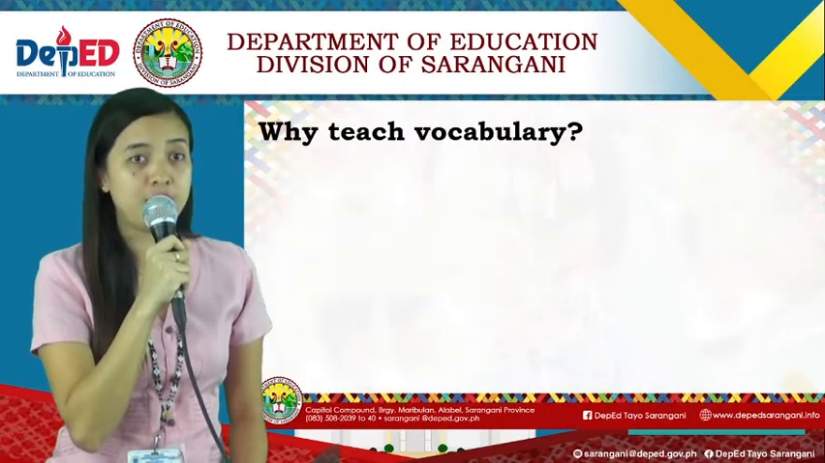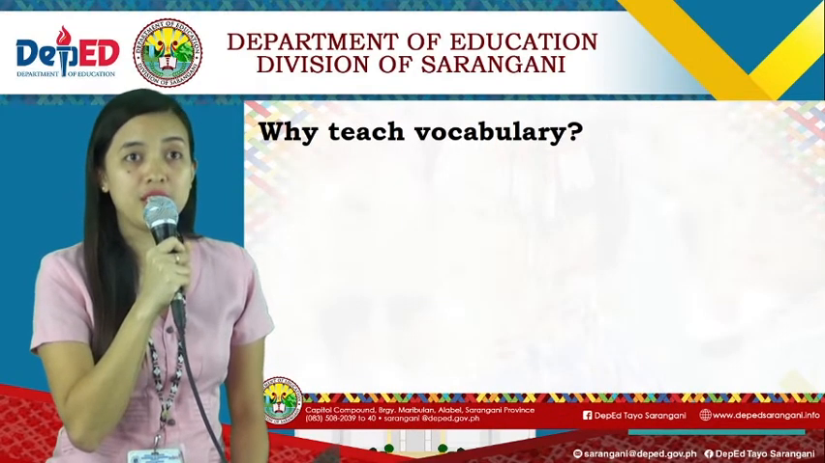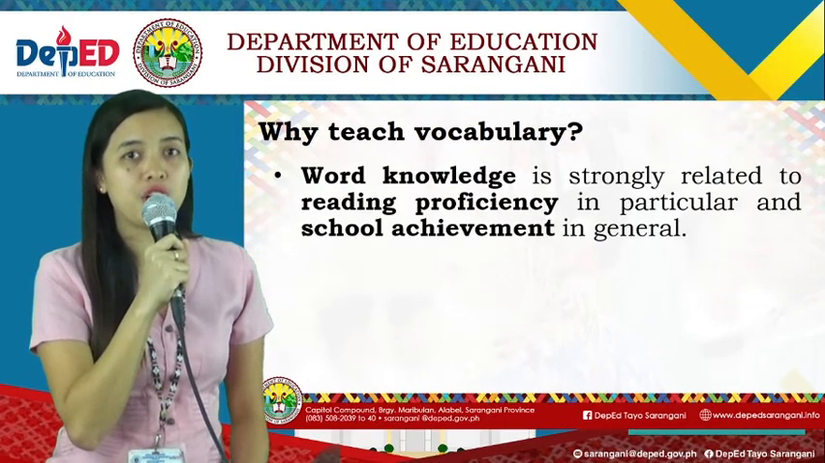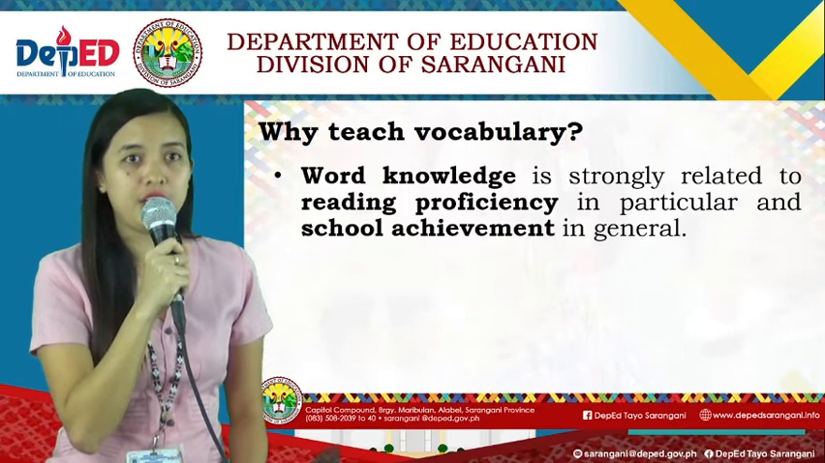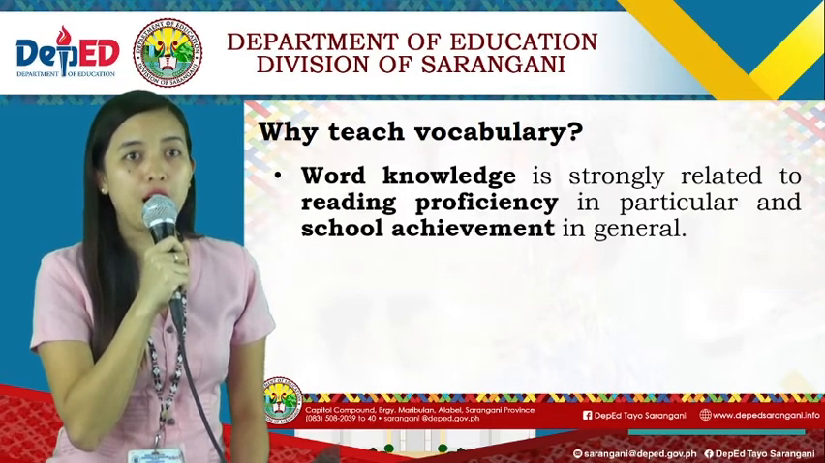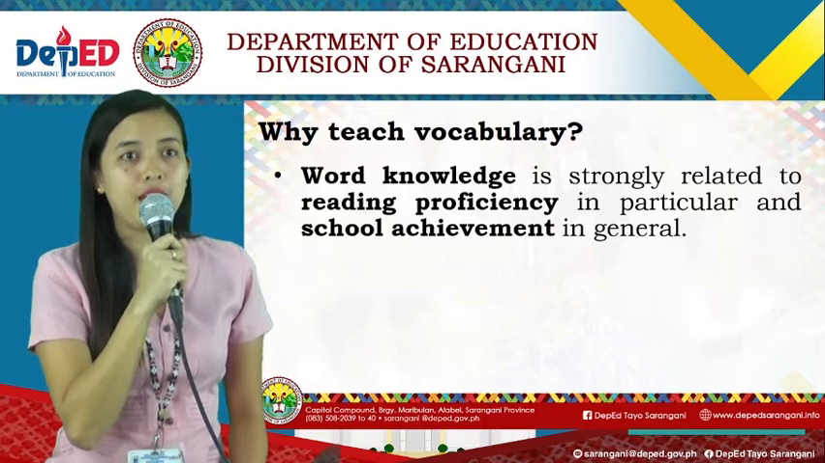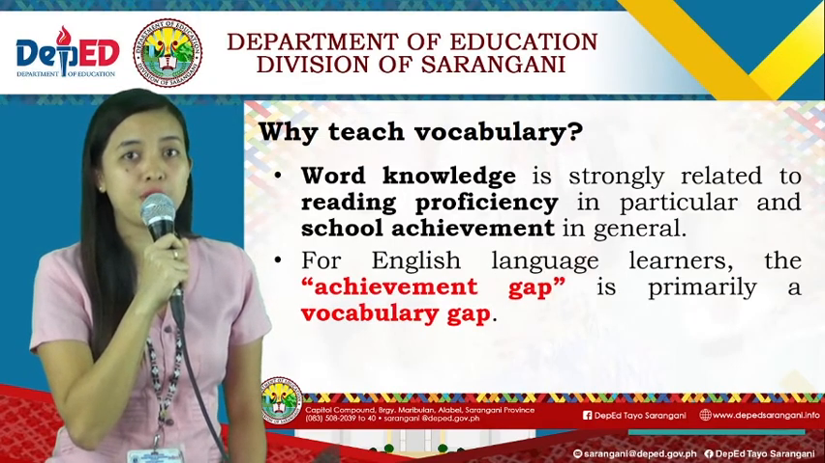What makes it significant in developing the reading abilities of our learners? So word knowledge is strongly related to reading proficiency in particular and school achievement in general. So it is now our great challenge on how we could help our learners improve their word knowledge, not only in recognizing these words, but of course in giving meaning to these words. And generally for English language learners, the achievement gap is primarily a vocabulary gap.